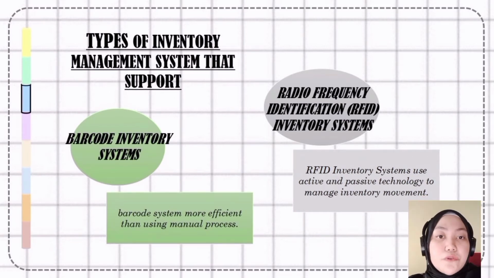Second is Radio Frequency Identification Inventory System (RFID). RFID inventory system uses active and passive technology to manage inventory movement. Active RFID technology uses fixed tag readers throughout the warehouse. RFID tag passes the reader and the movement is recorded in the inventory management software. Passive RFID requires the use of handheld readers to monitor inventory movement.